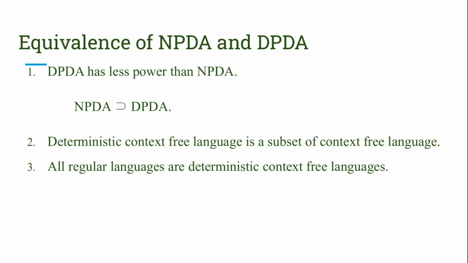Equivalence of NPDA and DPDA. The power of DPDA is less compared to NPDA. Hence, NPDA can accept more languages than DPDA can accept. DPDA accepts deterministic context-free languages, which are a subset of context-free languages. All regular languages are a subset of deterministic context-free languages.